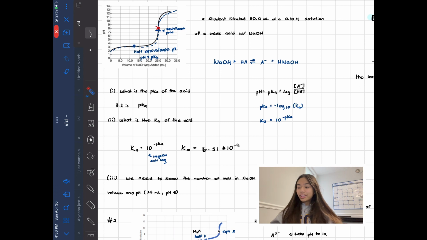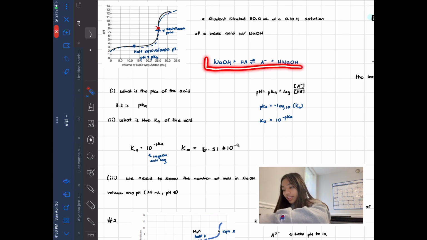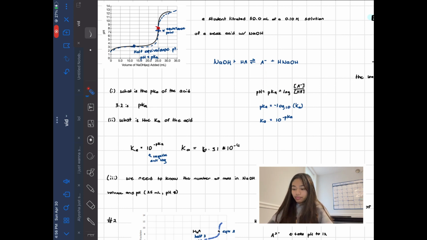Alright, we are given a graph that says a student titrated 50 milliliters of a 0.1 molar solution of a certain weak acid with NaOH. So we can write our equation out without knowing the acid as HA for the acid and A minus for its conjugate base. All right, so our first question is, what is the pKa of the acid?